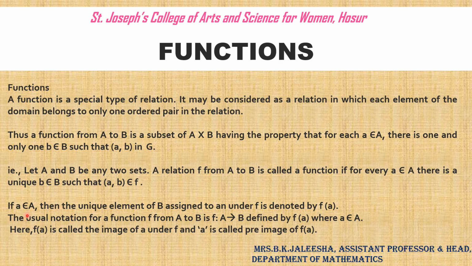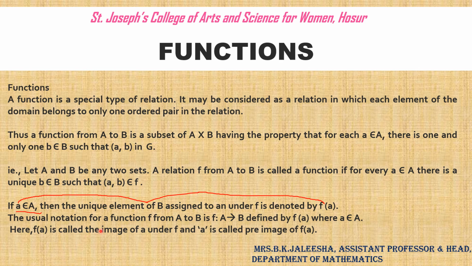If a is in capital A, then the unique element of B assigned to a under f is denoted by f of a. What is explained there means, if we are considering an element a in capital A, then the assigned element for a in capital B can be represented as f of a.